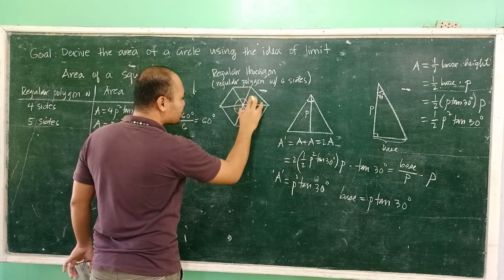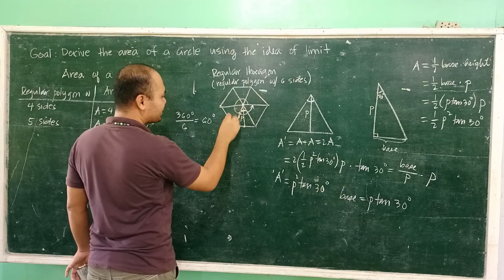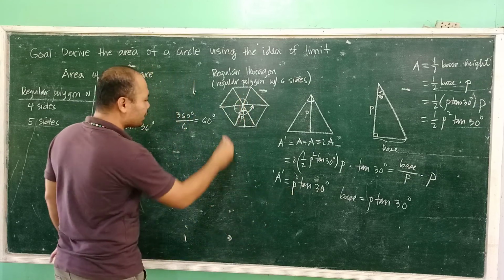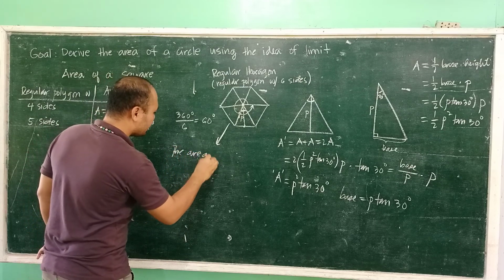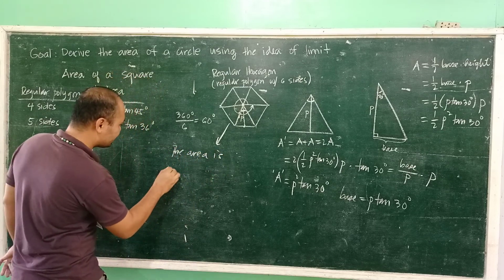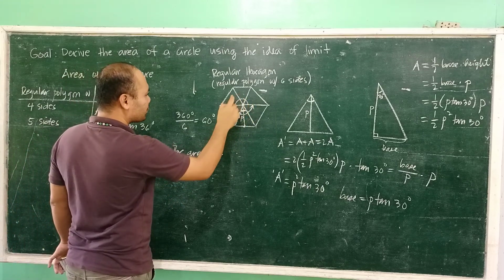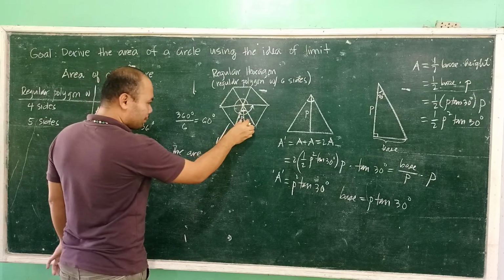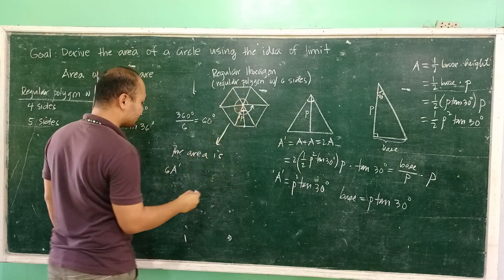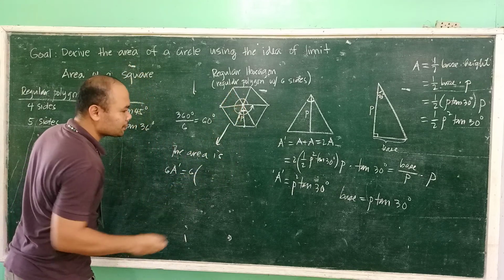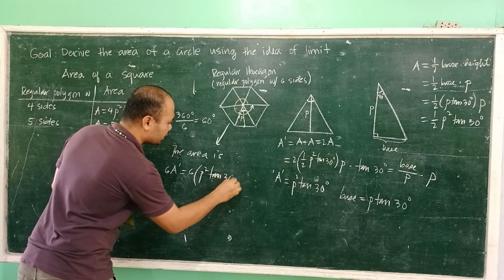So what is the area of this whole polygon? This is 1, 2, 3, 4, 5, 6. The area is 6 times A prime, because there are 6 of them: A prime, A prime, and so on. So there are 6. It's equal to 6 times p squared tangent 30 degrees.